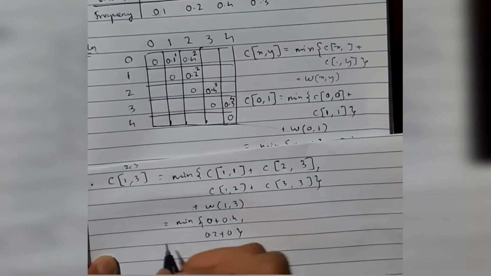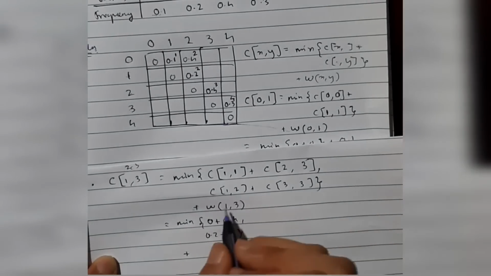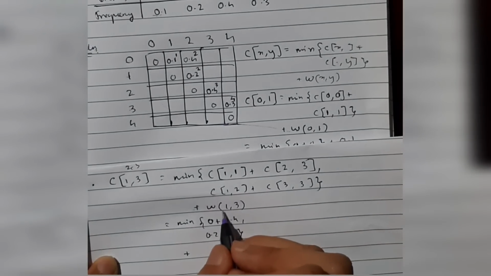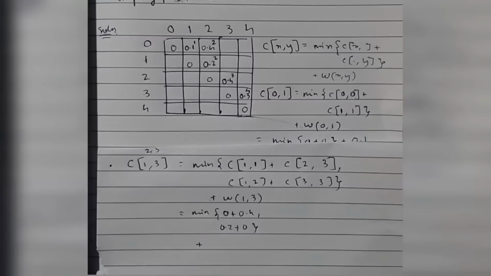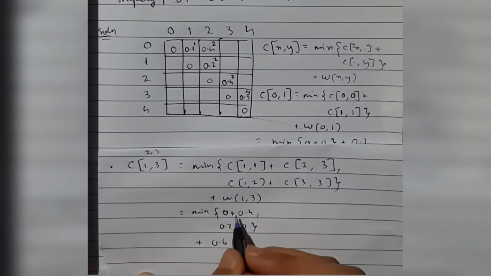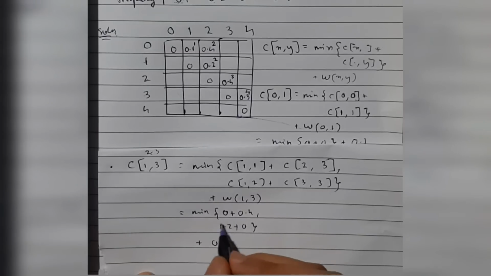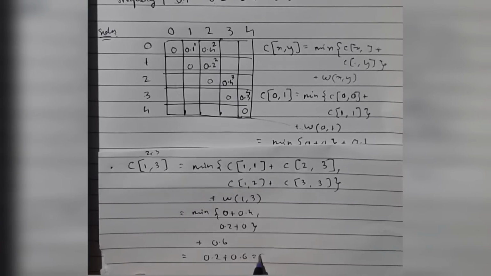Okay. After filling this, what's the sum of frequencies from 1 to 3? If we have written 1 to 3, we'll be not considering 1. We'll be considering 2 to 3. It's 0.2 plus 0.4, which is 0.6. Now the minimum among these two is 0.2. So I'll be writing the final sum as 0.2 plus 0.6, which is 0.8.